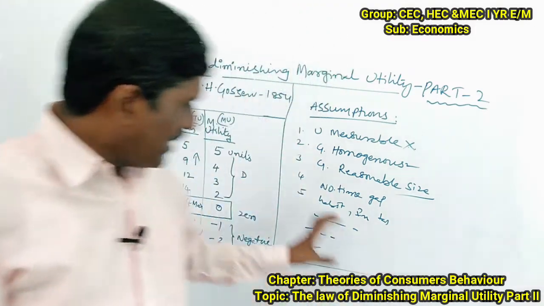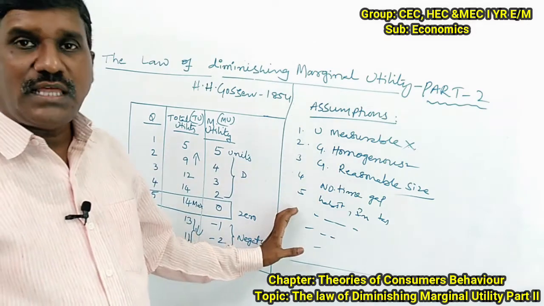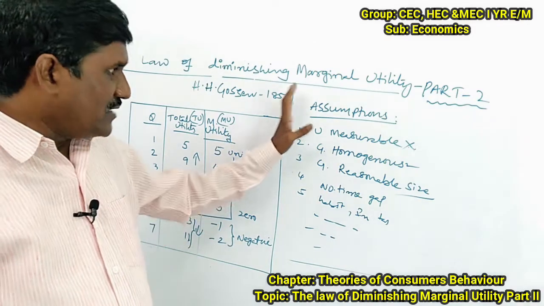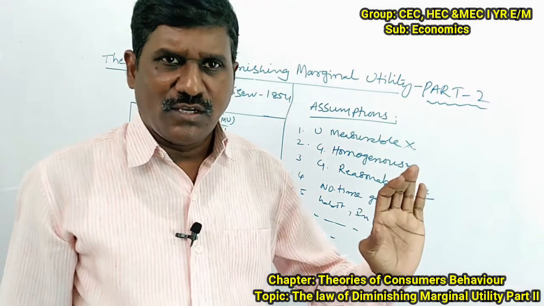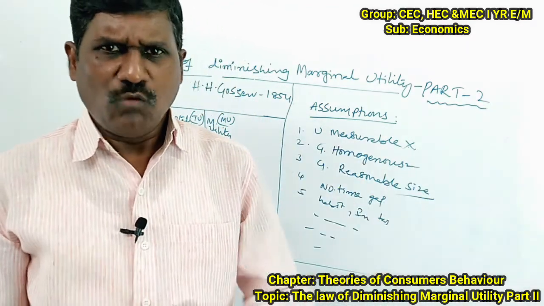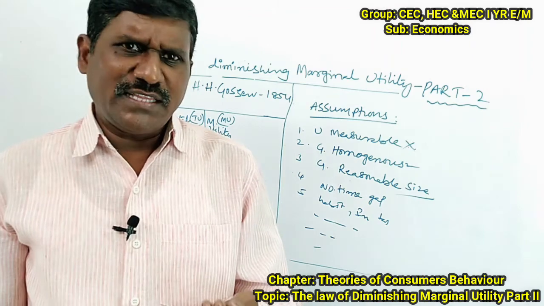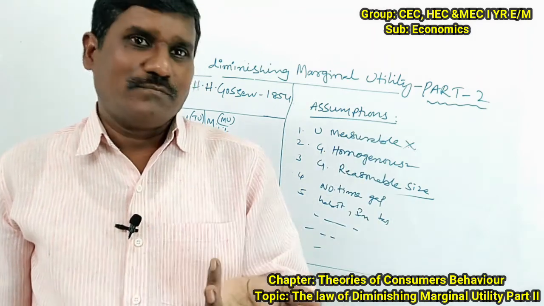So when these assumptions are true, the law will be true. If not, the law will not be true. Why? Because it is a psychological fact. It is psychology. No one can prove it. But actually the action will be there, but no one can measure it.